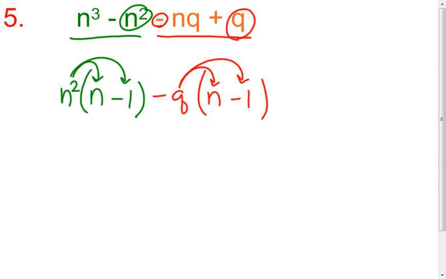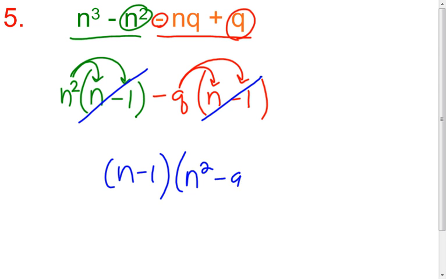And then, of course, both terms have an n minus 1 in them. So if I pull an n minus 1 out of there, I have n squared, and if I pull an n minus 1 out of there, I have negative q. And that's how this factors.